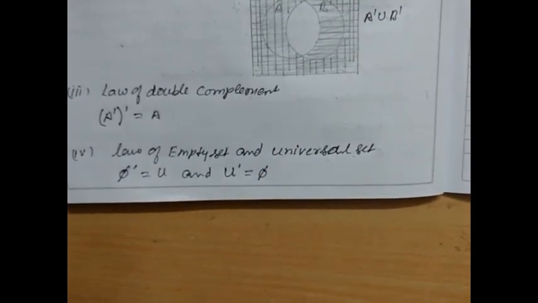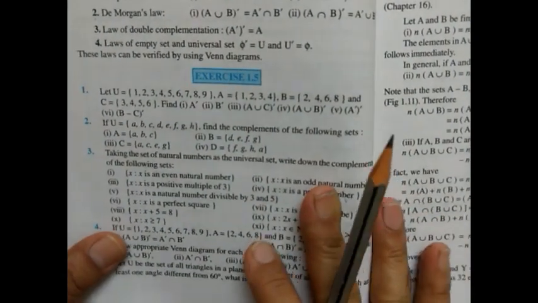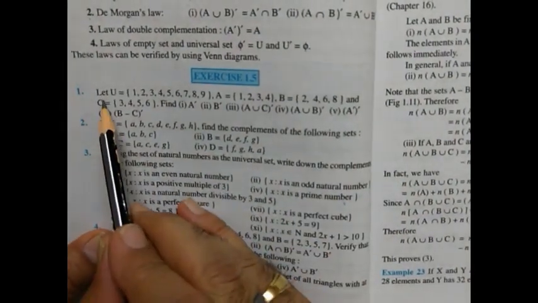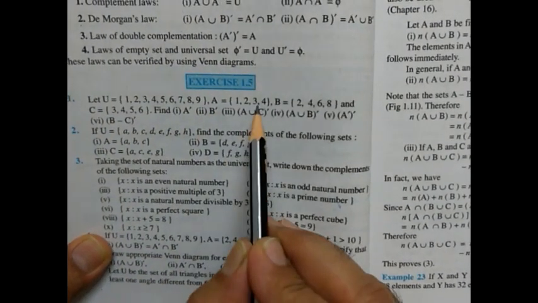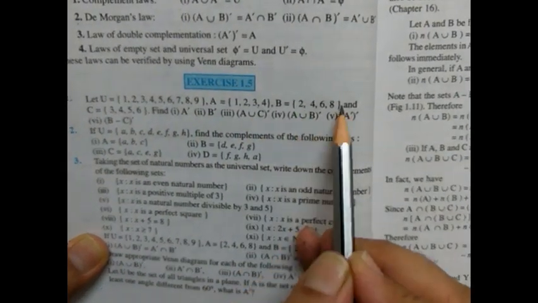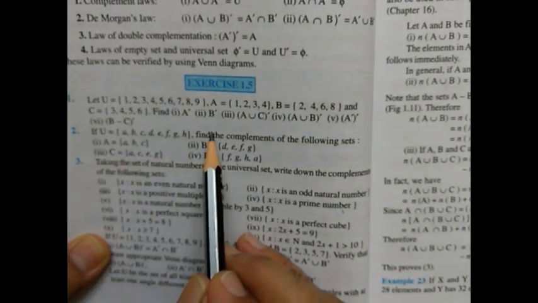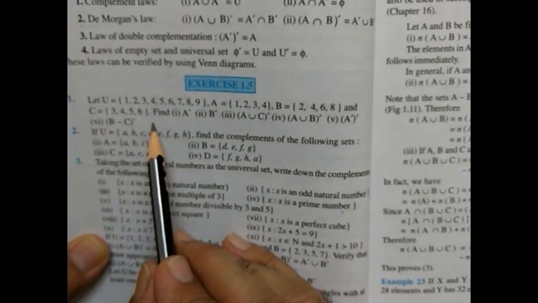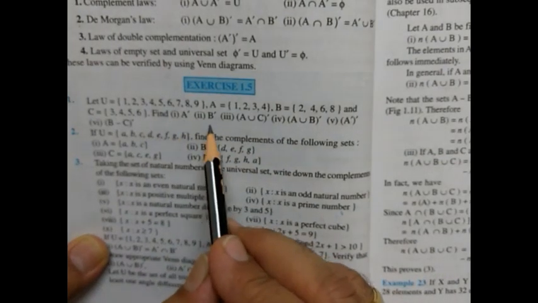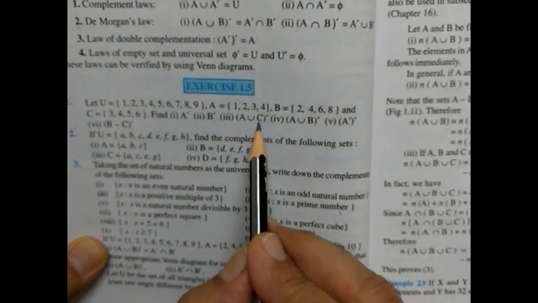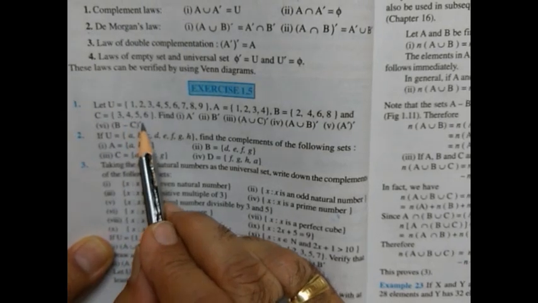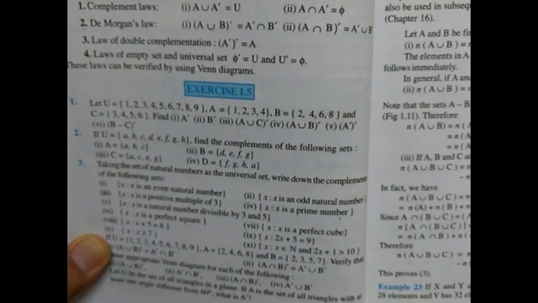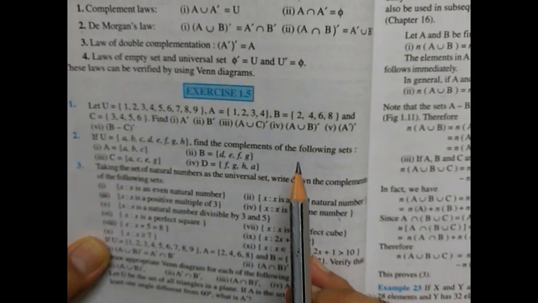Now further we will move to the exercise. Let's discuss exercise 1.5 which you have to do. In this exercise, question number 1 says the universal set is given, set A is given, set B is given, and set C is given. Here three sets are given and you have to find A complement, B complement, A union C complement. Now instead of two sets, three sets are used. When using three sets, the process is the same.